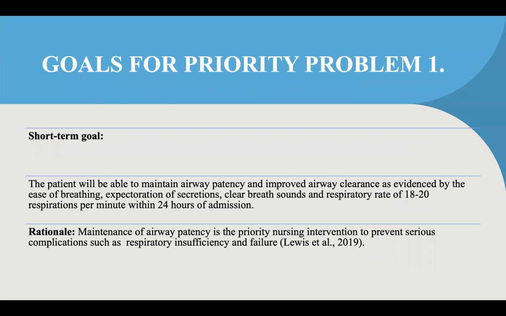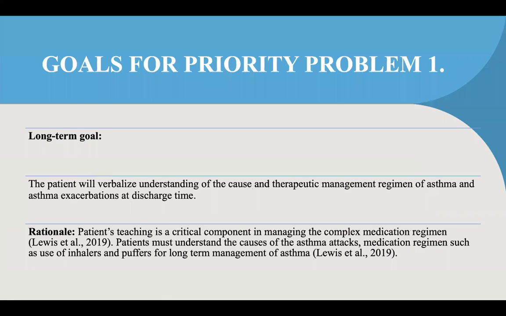The short-term goal would be the patient will be able to maintain airway patency and improve airway clearance, as evidenced by the ease of breathing, expectoration of secretion, clear breath sounds, and respiratory rate of 18 to 20 respirations per minute within 24 hours of admission. Maintenance of airway patency is the priority nursing intervention to prevent serious complications such as respiratory insufficiency and failure.